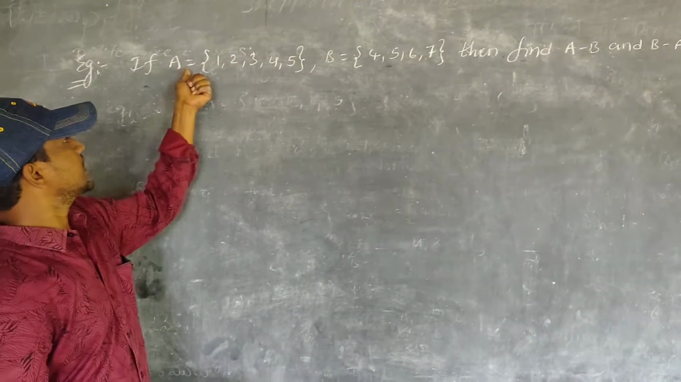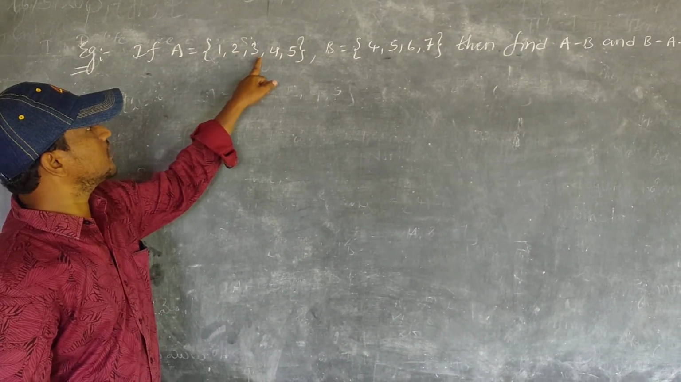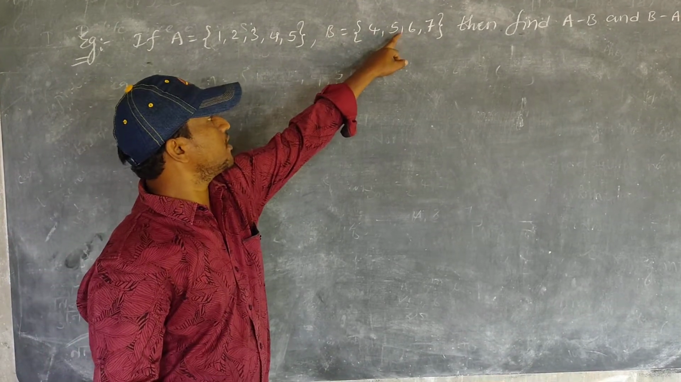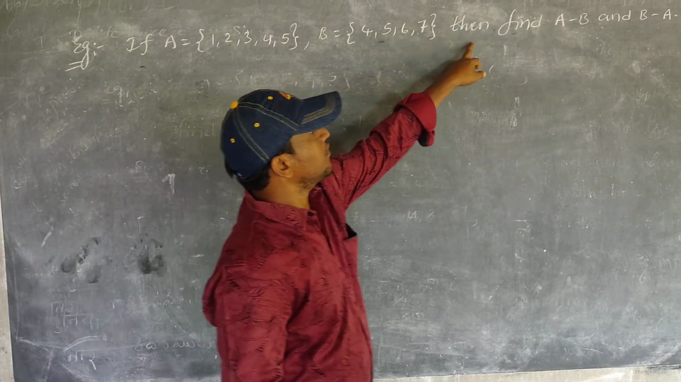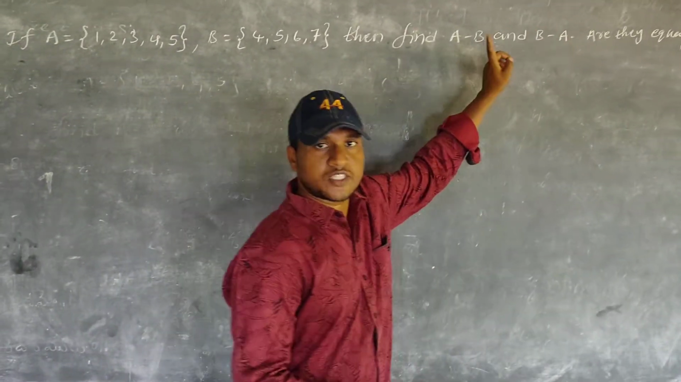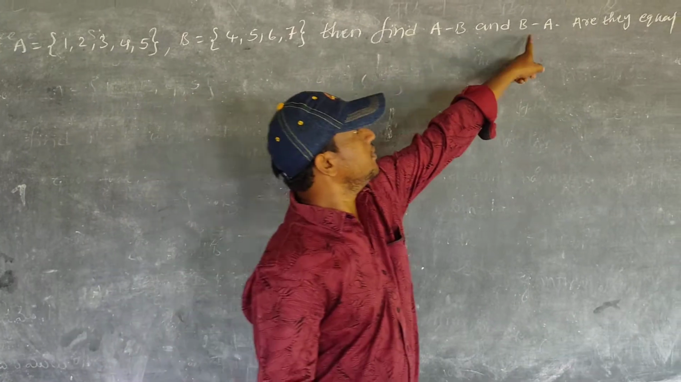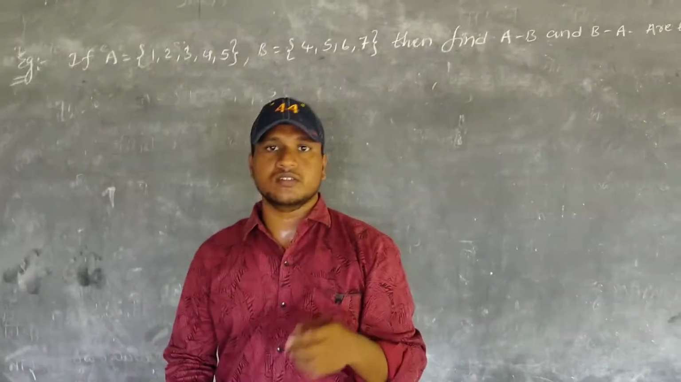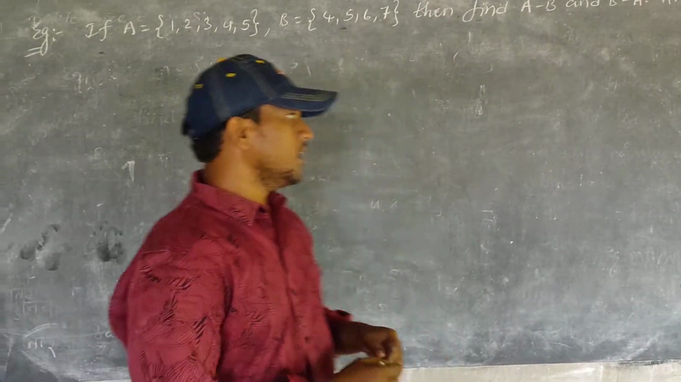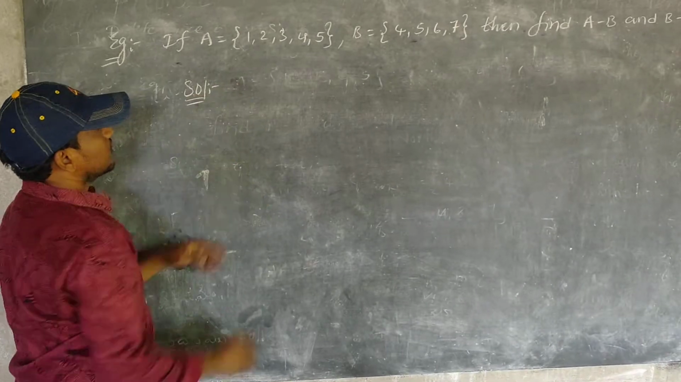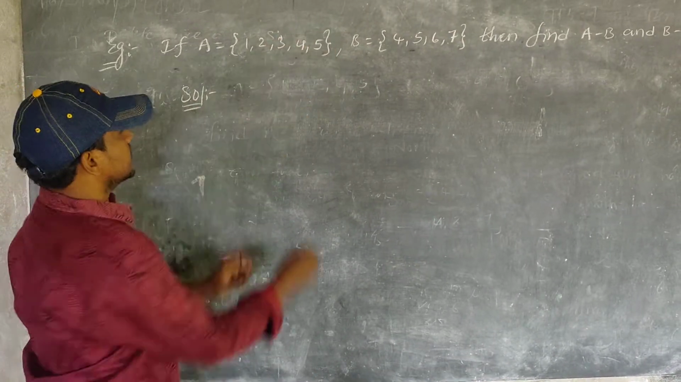Another example of difference of sets. If set A is equal to {1, 2, 3, 4, 5} and set B is equal to {4, 5, 6, 7}, then find A minus B and B minus A. Are they equal or not? A minus B and B minus A. Find out. Solution. First of all, the given data: what are the given sets? A, B.